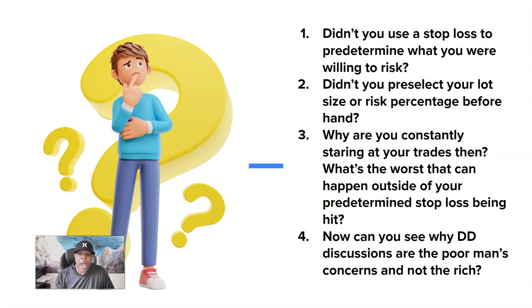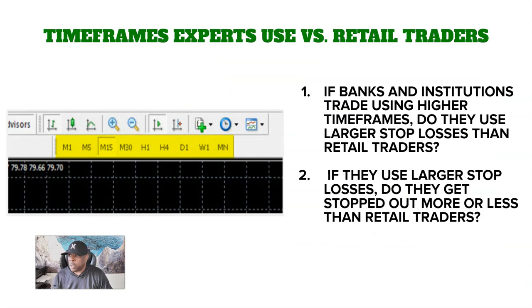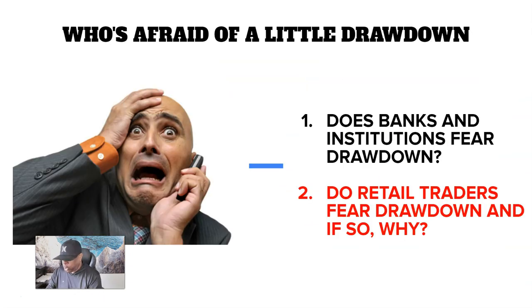Now, can you see why drawdown discussions are the poor man's concerns and not the rich man's? Can you see that? So while the poor man looks like this, hold on.